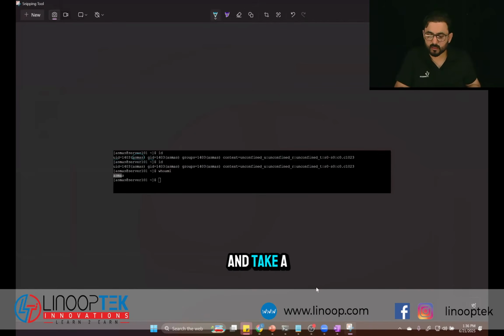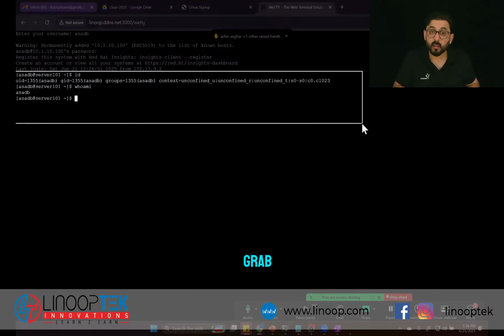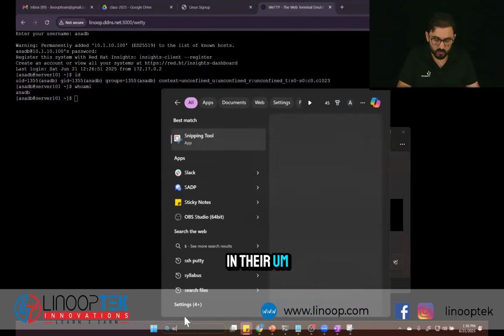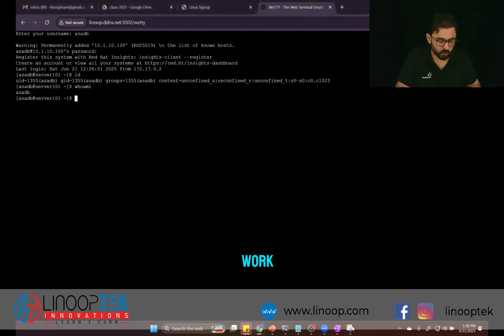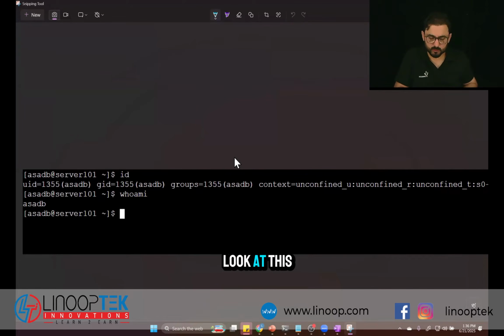Now, let me go ahead and take a snippet of this. This is how I take a screenshot or area that I want to grab. This is very important for you. Everybody has this in their Windows snipping tool. Very, very useful for us at work because sometimes you need to snip information from your email. All right, let's take a look at this.